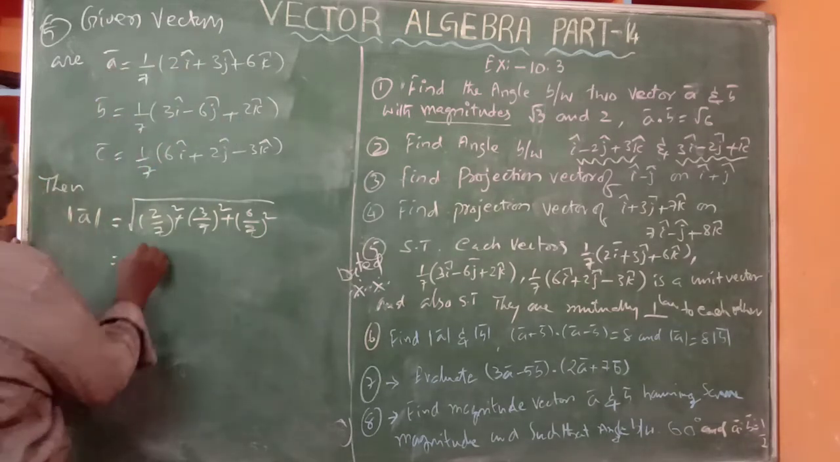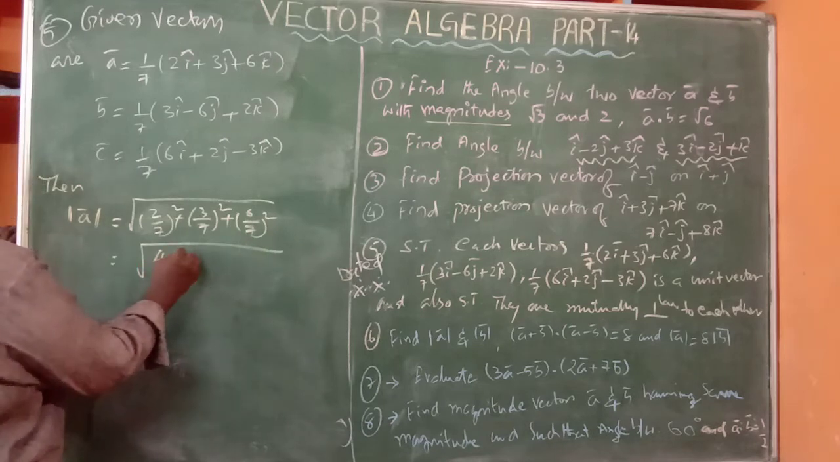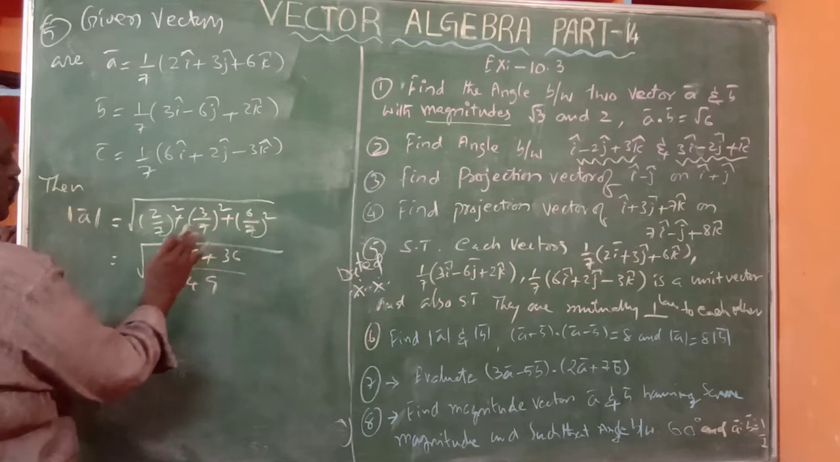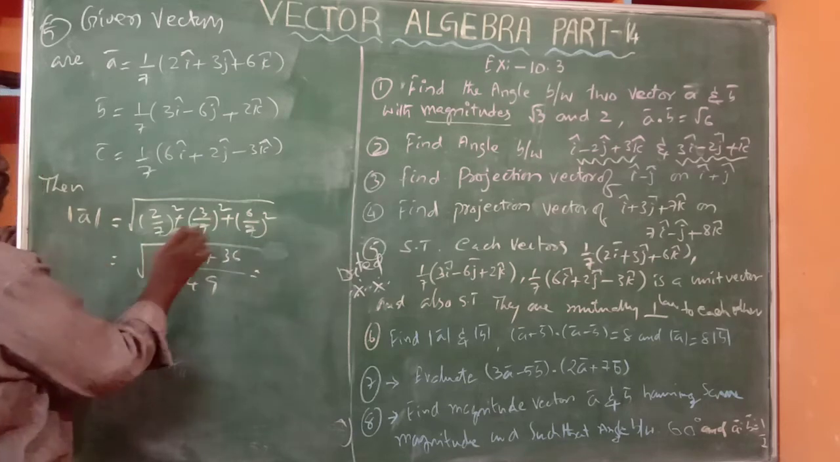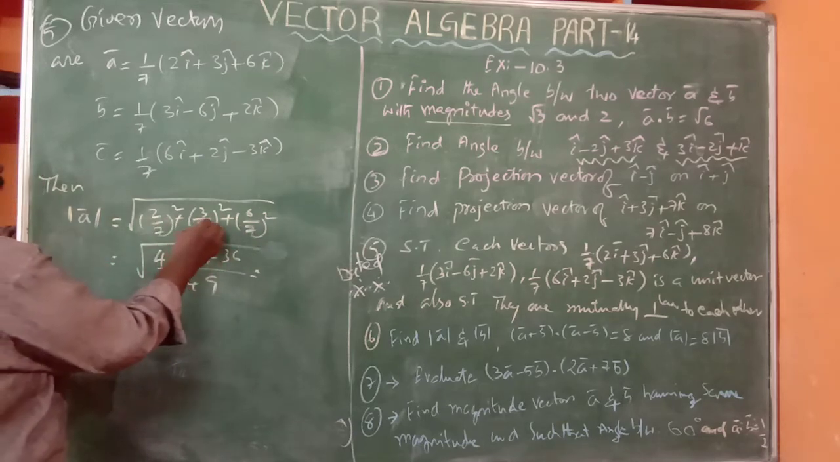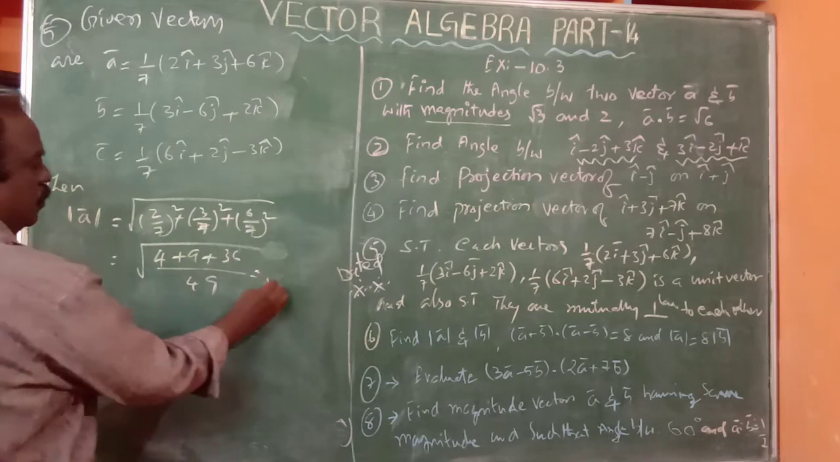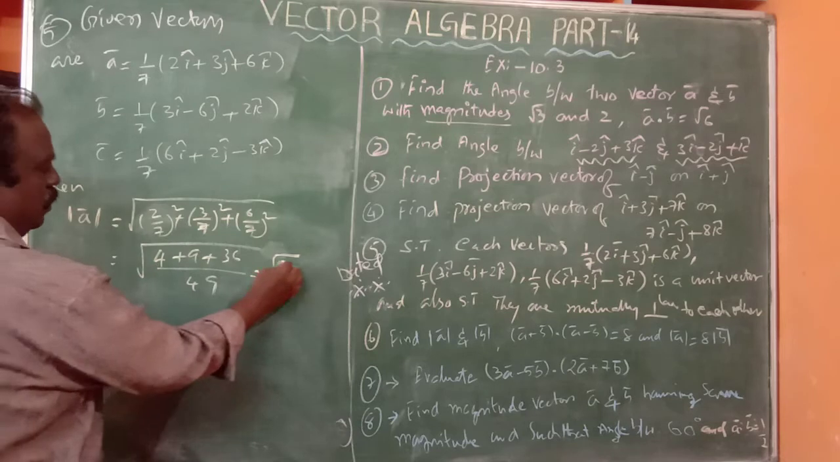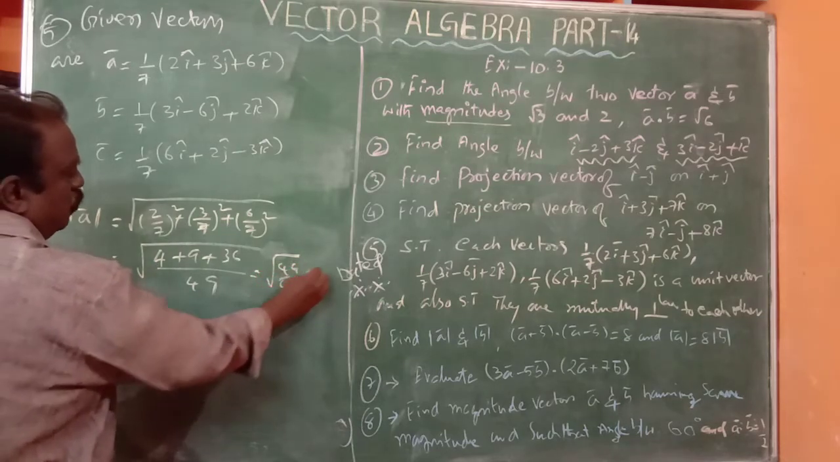So it is root of 4 plus 9 plus 36 by 49. Here 7 square is common. 36 plus 9 plus 4 is 49, so 49 by 49. So we get 1.